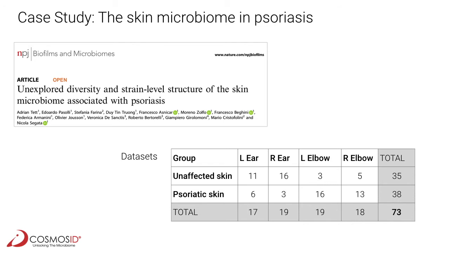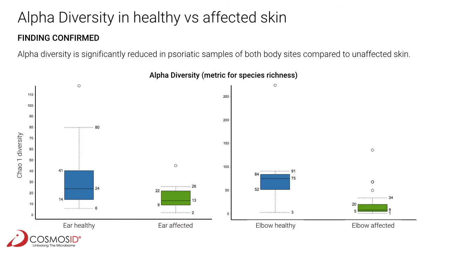And the method that we've used to reanalyze the authors' data is essentially the CosmosID bioinformatics pipeline, which is available to you under app.cosmosid.com. You can sign up for a free account, explore the software, or contact us for a demo. We're very happy to provide. Now let's look into the data.